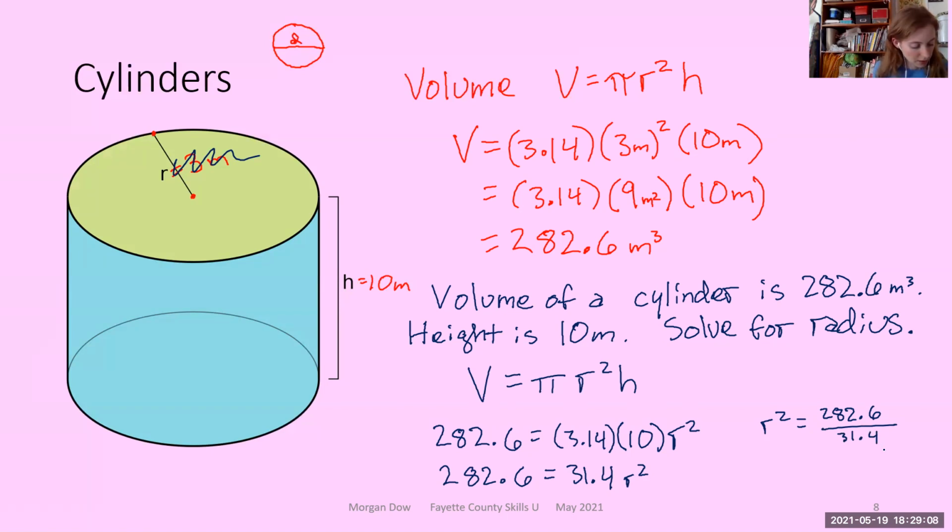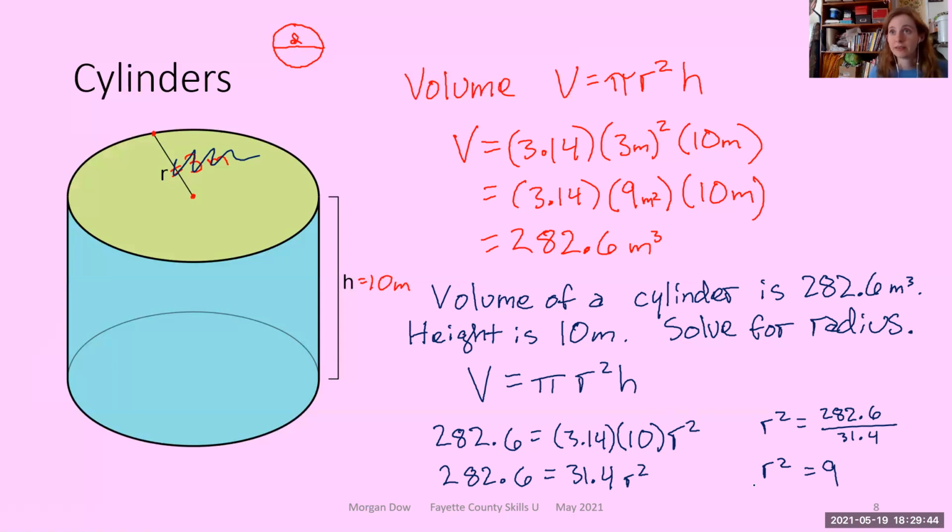Let's get out our calculators. 31.4. All right, so we get that the radius squared is equal to 9. Now, I don't want to know what the radius squared is. I want to know what the radius is. So how do you cancel out or kind of peel back an exponent of 2? How could we get rid of that squared and just be left with r? Well, the way that we do that is by taking the square root, right?